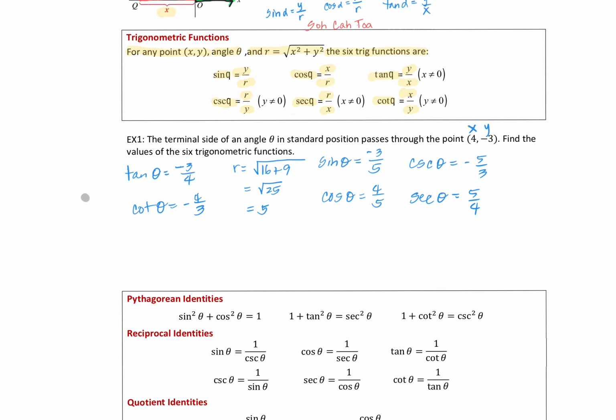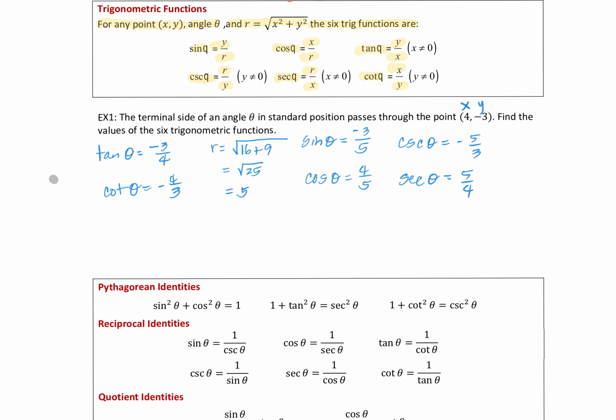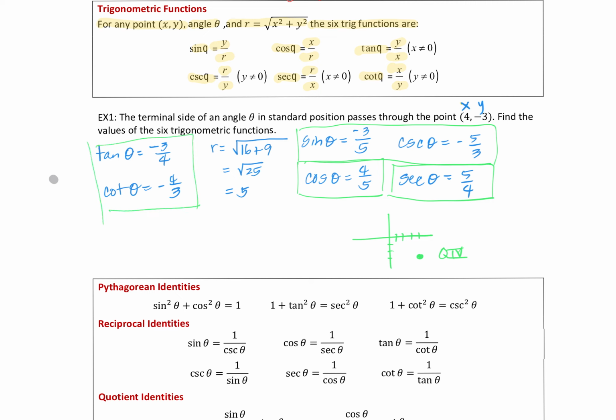So let's just double check. This point (4, -3), if I do a little sketch, 1, 2, 3, 4, 1, 2, 3, we're in quadrant 4. So in quadrant 4, all the trig functions are negative except for cosine and secant. And I could see here that cosine is positive, secant is positive, and all the rest of these trig functions are negative. So that's just like my double check. And you always want to be conscious of which quadrant you're working in, because you are going to need to choose oftentimes whether you're going to make your values negative or positive.